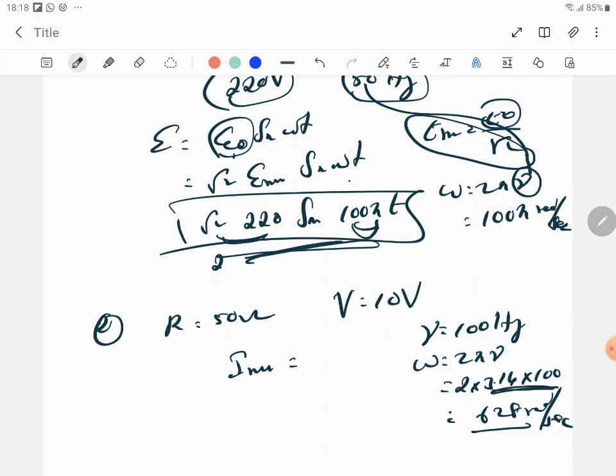Coming back to this sum, this is purely a resistor.